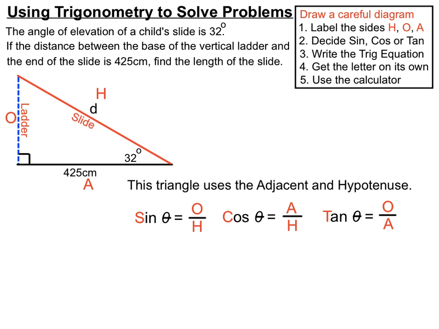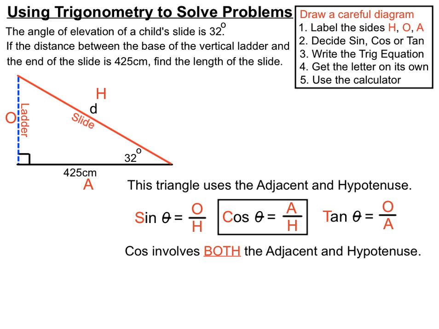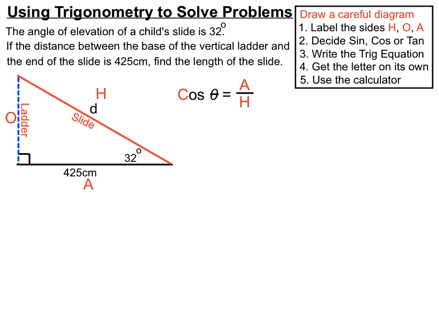So can you see from the three trigonometry ratios that are at our disposal here, which one uses the adjacent and hypotenuse? Looks like the cosine ratio uses adjacent and hypotenuse. So we'll base our question on the cosine ratio.